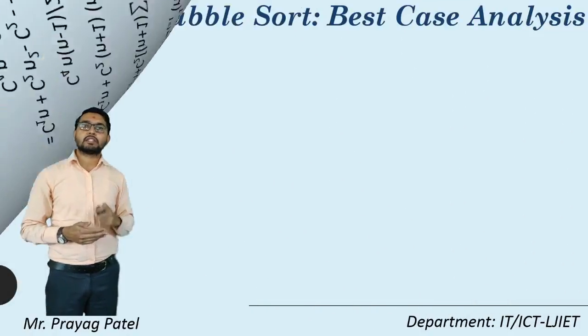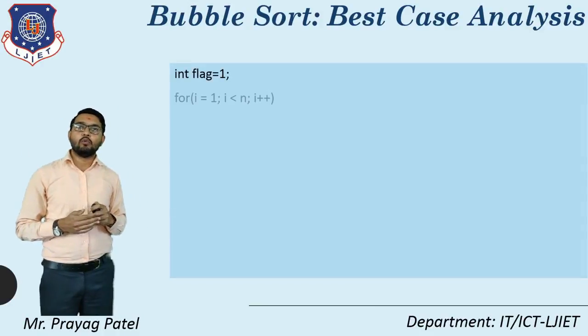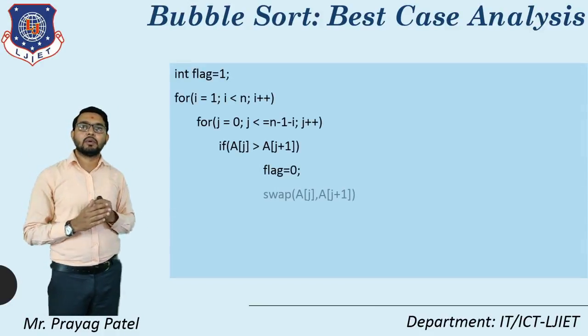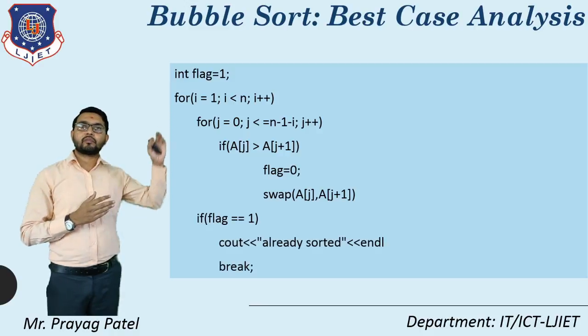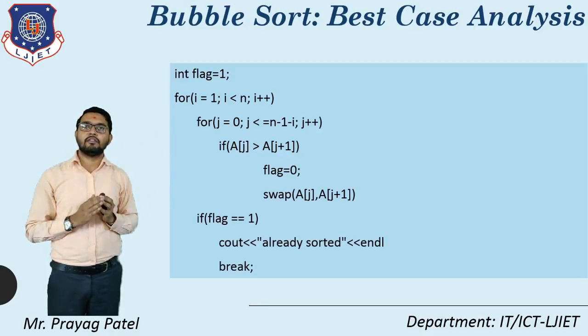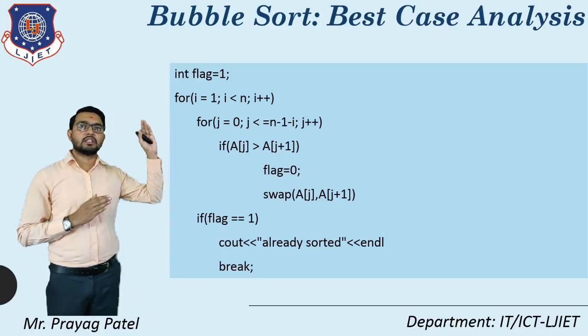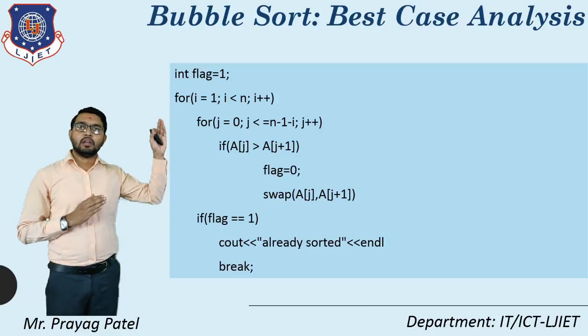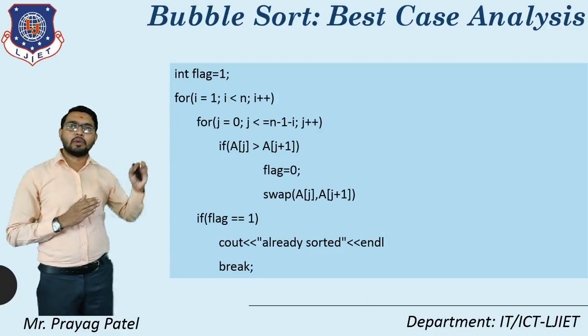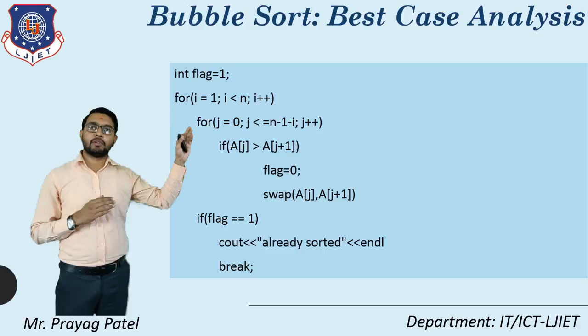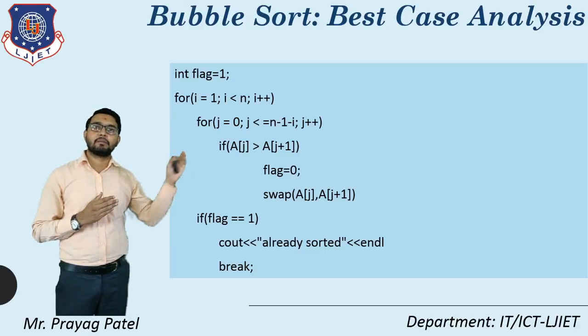Now consider the best case of the bubble sort. How can we consider the best case? The algorithm is the same. Initially we take one variable as a flag, and set the initial flag value equal to 1, so integer flag equal to 1. Now the remaining part of the algorithm is the same: the first for loop, then the second for loop, then the if condition.